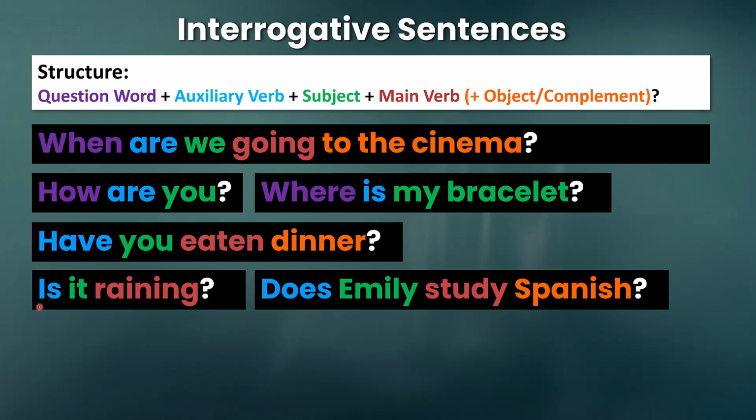For example, is it raining? Yes, it is. No, it isn't. Or when we use a question word, we are asking for a specific type of information. Where is my bracelet? Your bracelet is on the coffee table. How are you? I am fine, thank you. So all of these interrogative sentences end with question marks.